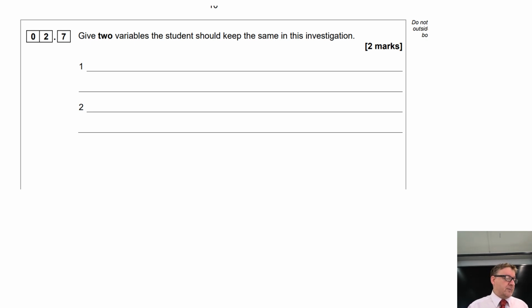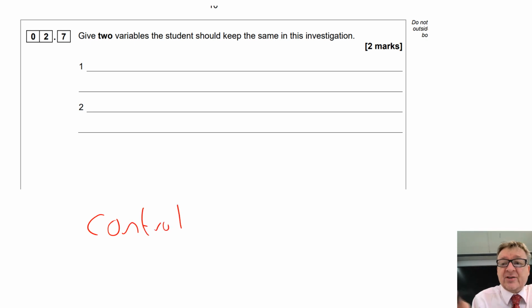Question 2.7. Give two variables the student should keep the same in the investigation. Control. There's a number of different ones you can put in here. It says 2 on there, I'm going to put a few more. Temperature. Temperature has to keep the same.